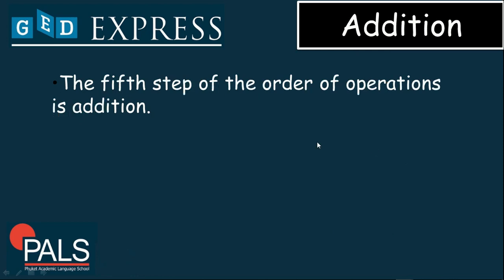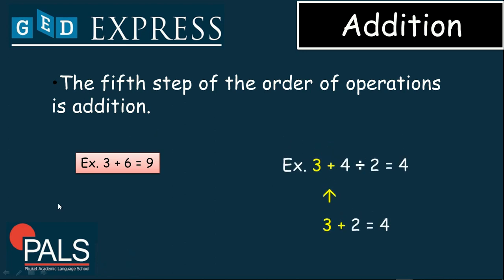Now, the fifth step of the order of operations is addition. This is the second to the last. Suppose we have 3 plus 6, which is equal to 9. Let's take a look at this example. Suppose we have division and addition. We need to prioritize division first, because this operation comes before addition in our mnemonic, PEMDAS. So 4 divided by 2 is 2, and then we bring down 3, so 3 plus 2 would give you... oh, I put the wrong number, so we try to change it.